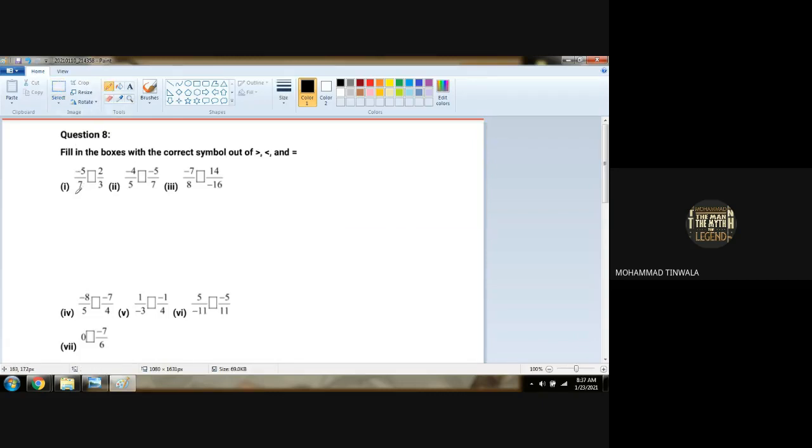The first rational number is negative. Negative is always smaller than positive. Yes.